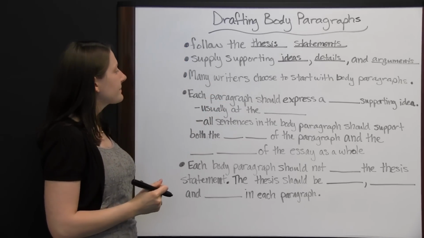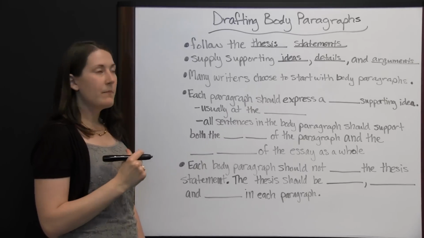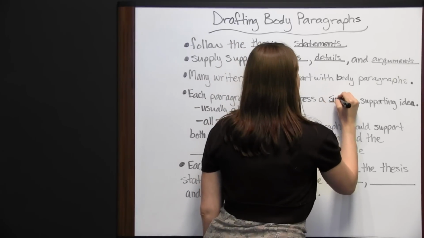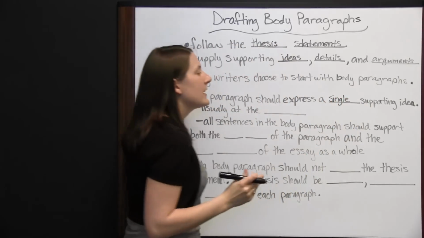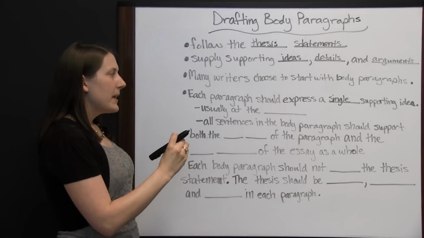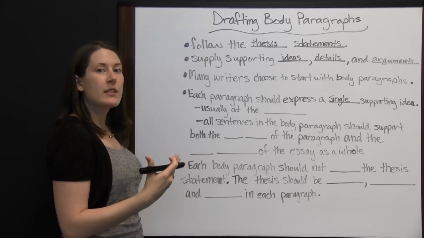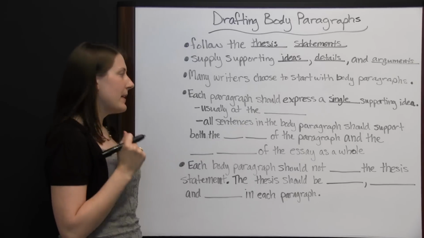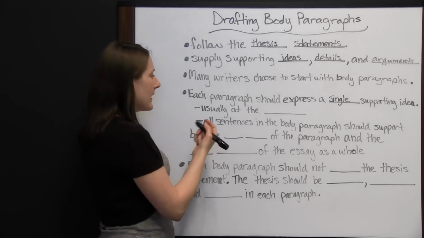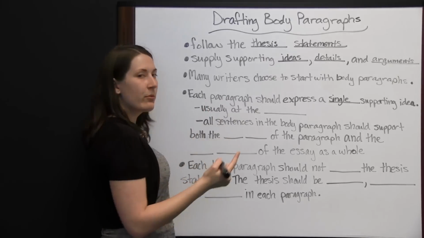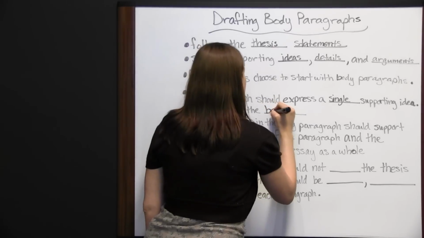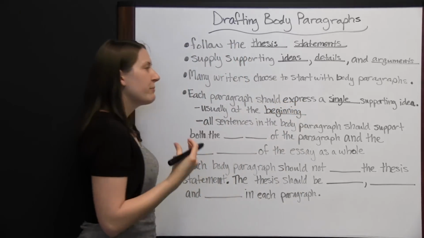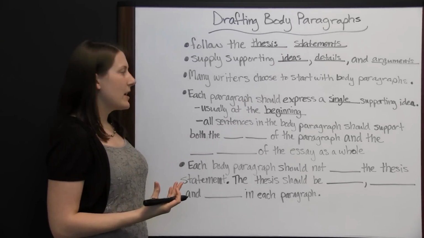Each paragraph that is a body paragraph should express a single supporting idea. You shouldn't have multiple supporting ideas in one paragraph. Pick a main supporting idea and then give more details about that one. Back up that one single supporting idea within that body paragraph. Usually, you will find the supporting idea at the beginning of the paragraph. The writer will let you know right away what their supporting idea is that they're presenting in that body paragraph.